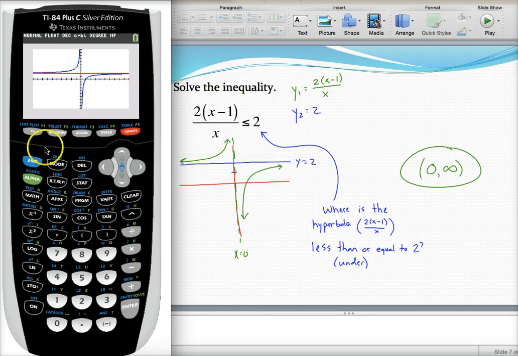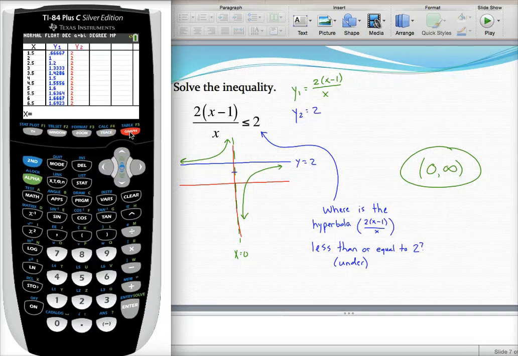Where y is 2, I could double check this by looking at the table as well. If I make x really, really big, like if I keep scrolling down in my table, I can see that no matter what, the y value, the blue curve, is always less than 2. It's getting closer and closer to 2, but it will never, ever intersect. So the interval where this graph is less than or equal to 2 would be between 0 and infinity.